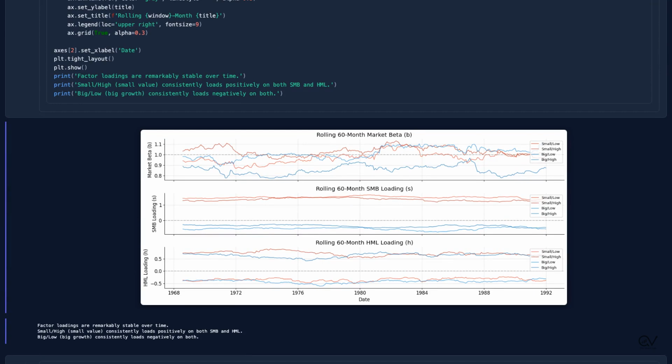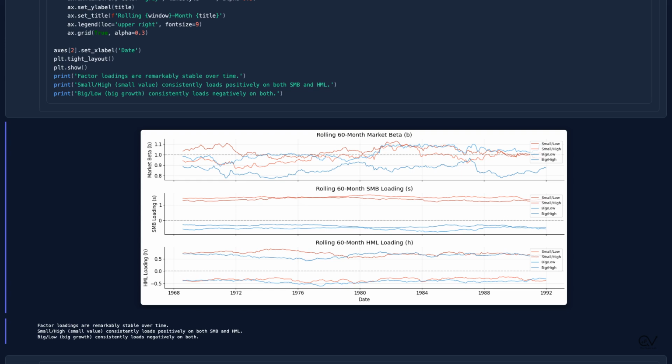Rolling regressions test whether factor loadings are stable over time. We use a 5-year rolling window on 4 extreme portfolios: small value, small growth, big value, and big growth. The market betas in the top panel are remarkably stable, all hovering near 1.0 throughout the sample. The SMB loadings in the middle panel maintain their separation, small stocks consistently positive, big stocks consistently negative. And the HML loadings in the bottom panel show the value growth distinction persisting across time.